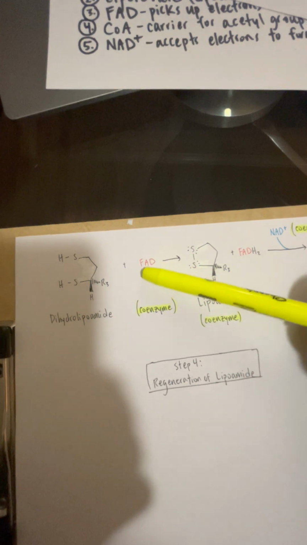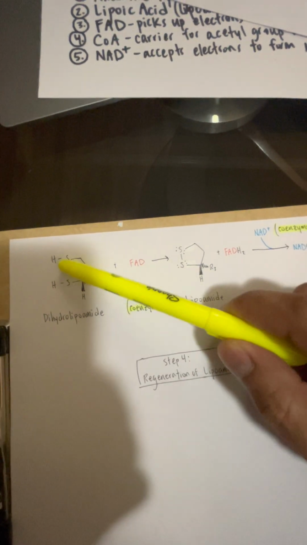And here you can see this FAD grabs a hold of these two hydrogen ions and forms FADH2. And here is almost a substep within itself where NAD comes in, which is our last coenzyme to be used. And here's where we form our NADH. And finally, our FAD is reformed here in our final step. Step 4.